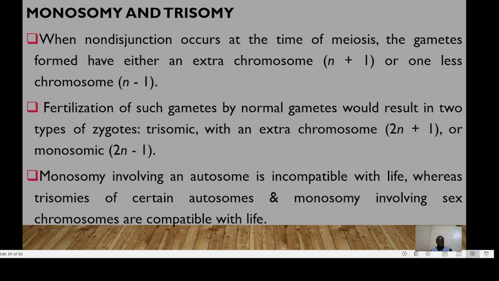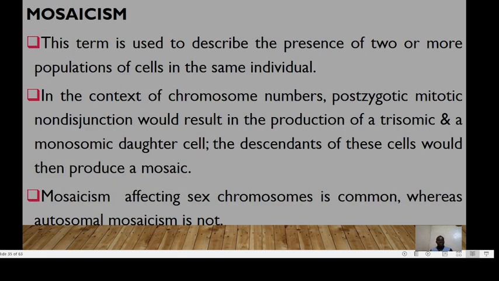Mosaicism is the term used to describe the presence of two or more populations of cells in the same individual. In the context of chromosome numbers, post-zygotic mitotic non-disjunction would result in the production of trisomic and monosomic daughter cells, and the descendants of these cells will produce a mosaic. Mosaicism affecting sex chromosomes is common, while autosomal mosaicism is not.